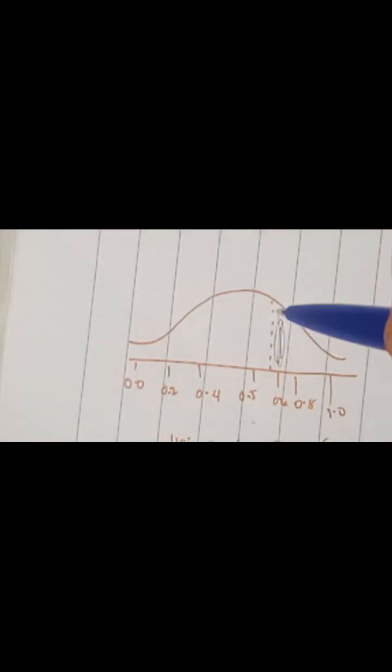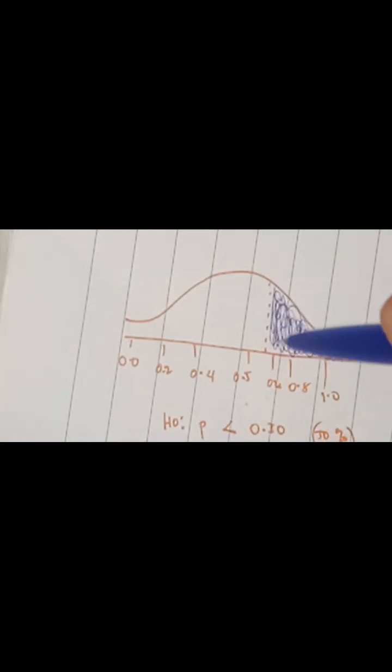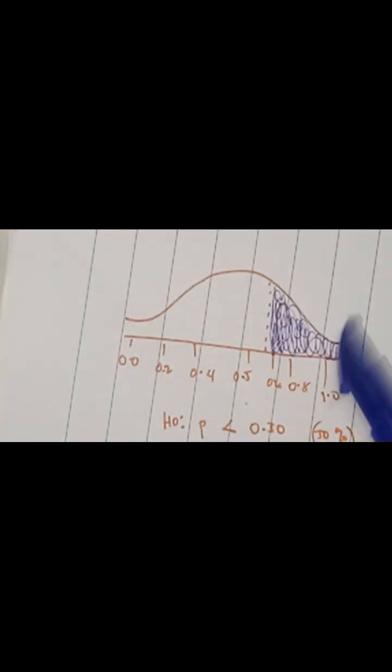So this is now our rejection region, since it is greater than 0.50 or 50%. So that is now our sketch for the alternative hypothesis, and this one is for our null hypothesis. So I hope you understand and learn something.